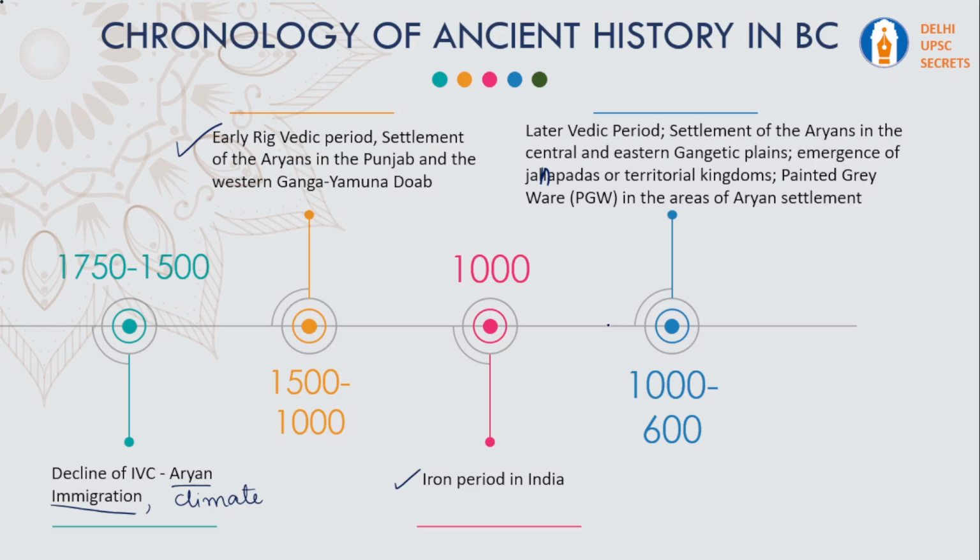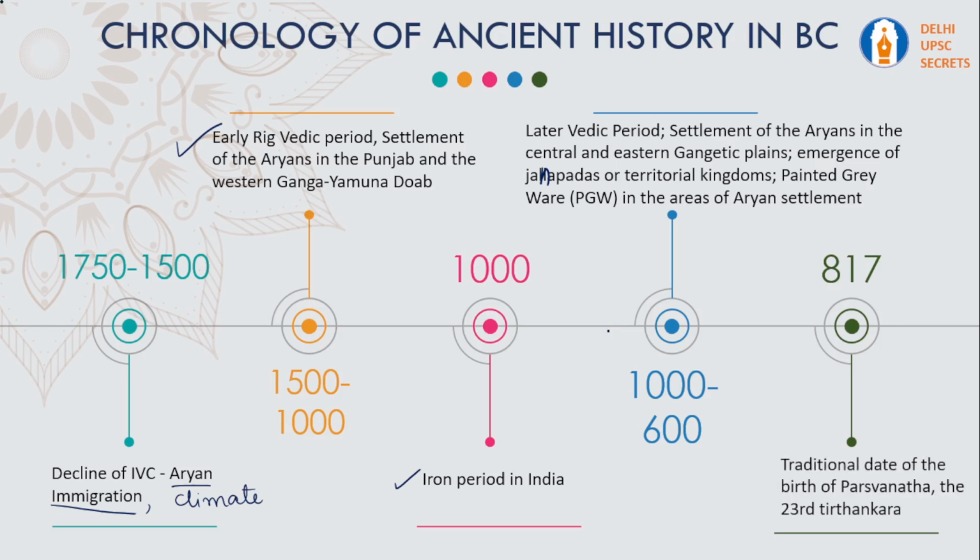Then early Upanishads were composed. Growth of philosophical thought was seen in this particular period. So there was a change in social structures, political structures, and also administrative structures. And around 817 BC, the traditional date of birth of Parshvanatha, one of the important Tirthankaras of Jainism, falls in that particular period. So this is something which you need to remember.